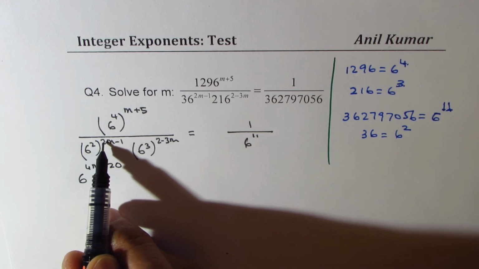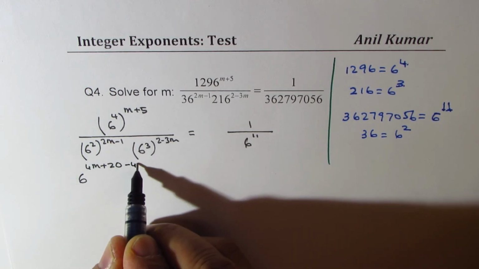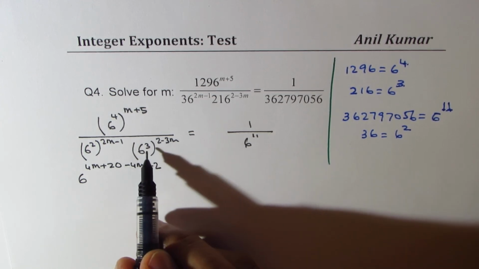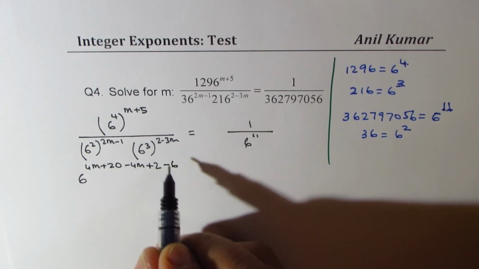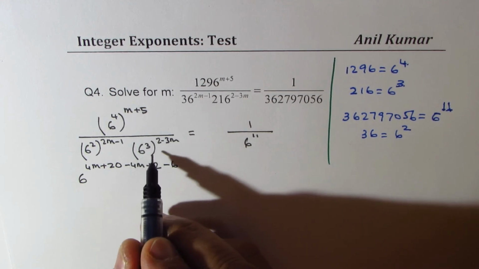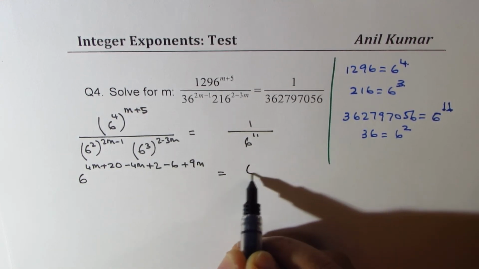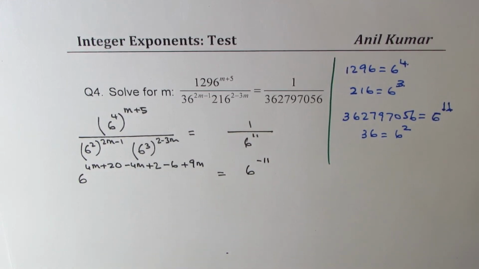Now we'll multiply these and write them with negative exponent in the numerator. So we have 2 times 2, 4. So we get minus 4m. 2 times minus, we'll change the sign. 3 times 2, 6. So minus 6, since we are writing it in the numerator. And that becomes plus 9m equals to 6 to the power of minus 11.